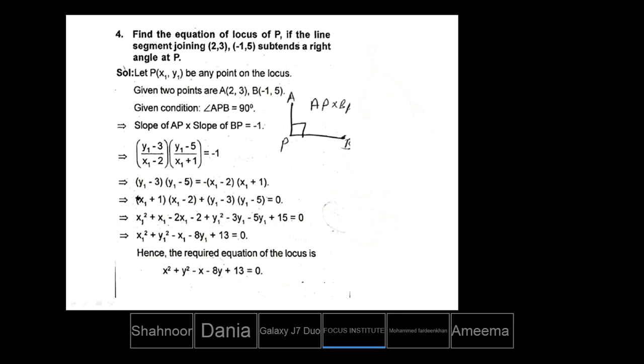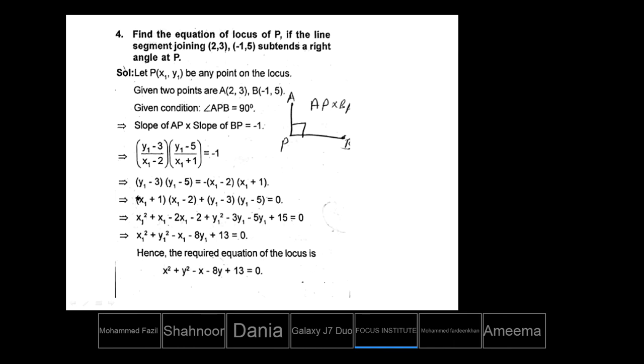Now for the next question. Find the equation of locus of P if the line segment joining 2, 3 and minus 1, 5 subtends a right angle at P. Okay, if it is subtending a right angle at P, you have to find it.